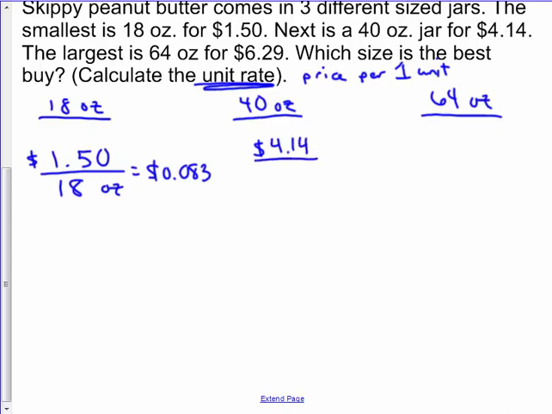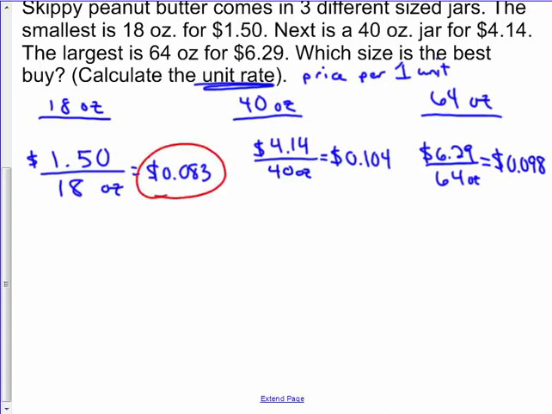So for the 40 ounce, it's $4.14 divided by how many ounces it was? 40 ounces. I'm going to divide that. I get a cost per ounce of 0.104. So that's about 10 cents per ounce here. In the 64 ounce, I'm going to take the cost, $6.29, divided by 64 ounces. That gives me a unit rate, or a unit cost, of 0.098. So about 10 cents, a little bit less.